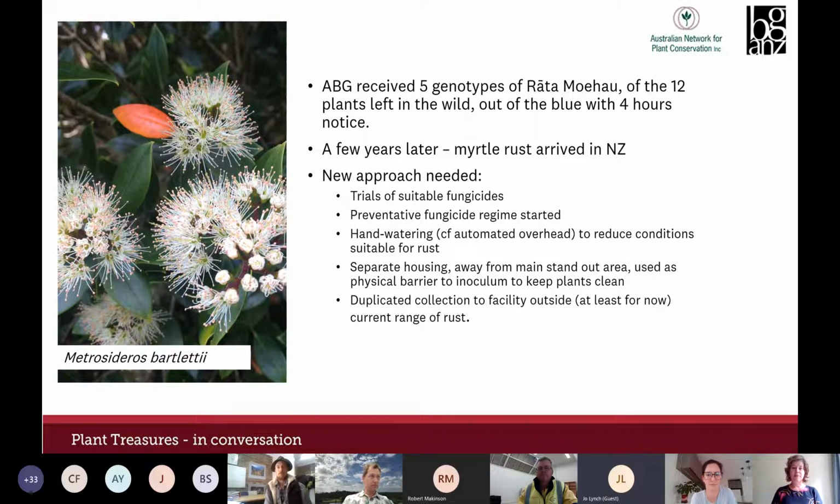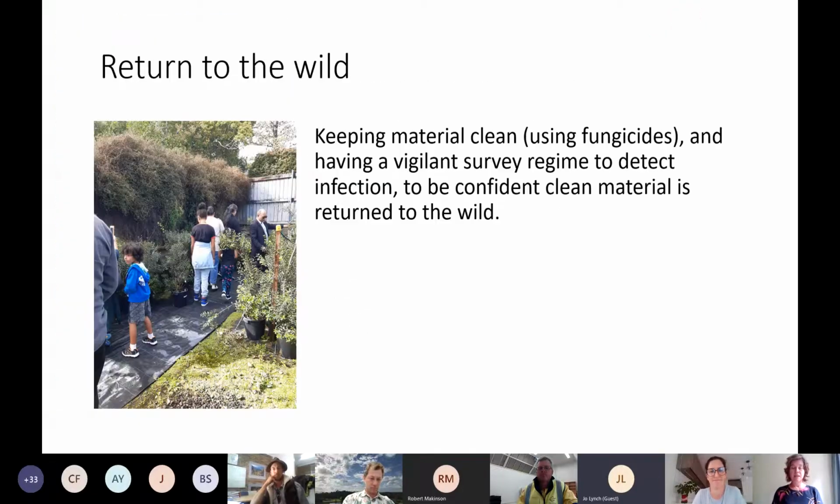So that's some of the things that we had to do when we weren't planning to do any of that at all. Of course, we have then thought about, we're not just keeping these plants forever in an ex situ facility, we are wanting to return them to the wild.